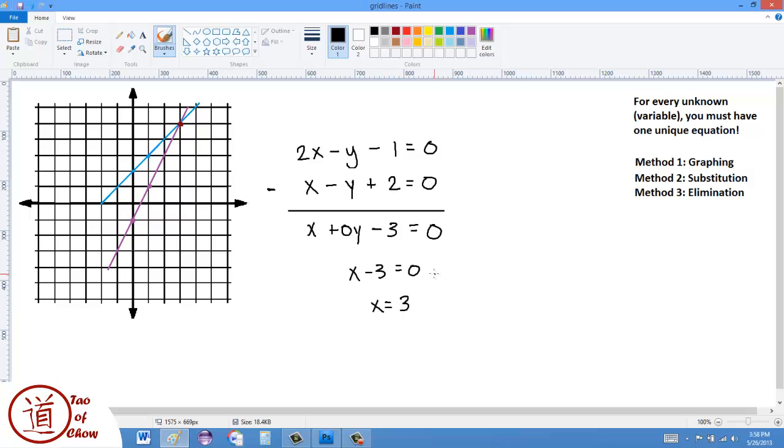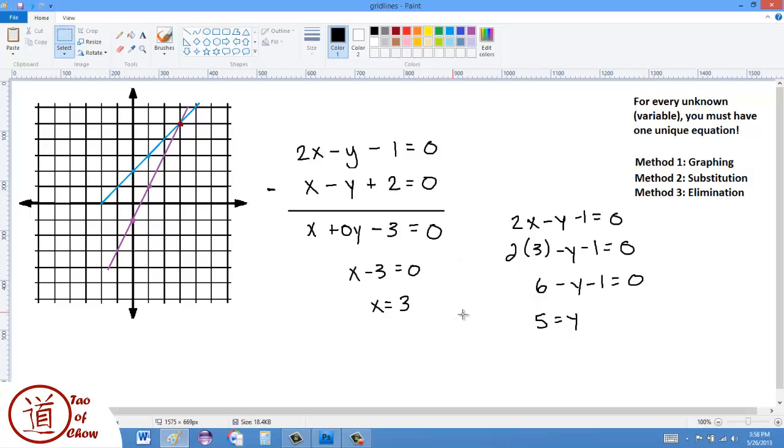Once again, after I found the x, what I would choose to do is substitution. So starting with 2x minus y minus 1 equals 0, 2 times 3 minus y minus 1 equals 0. So this would be 6 minus y minus 1 is equal to 0, and 5 is equal to y. Again I got x equals 3, y equals 5, which is the same answer we've been working towards all along.